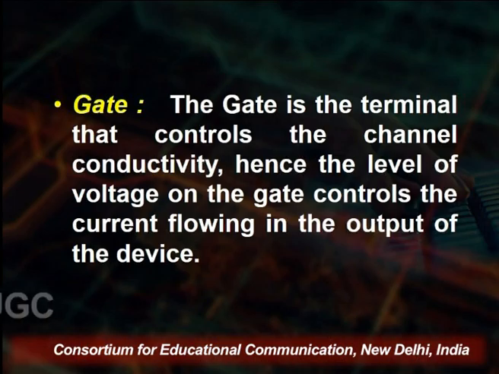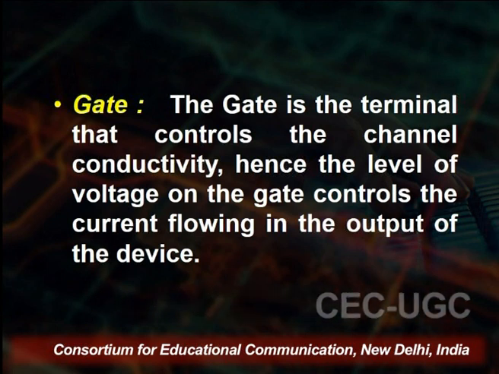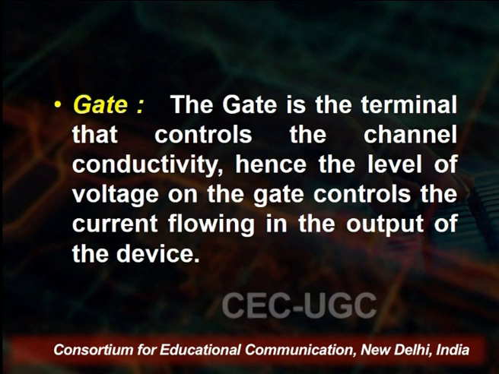The third electrode is the gate. Gate is the terminal that controls the channel conductivity. Hence, the level of voltage on the gate controls the current flowing in the output of the device.